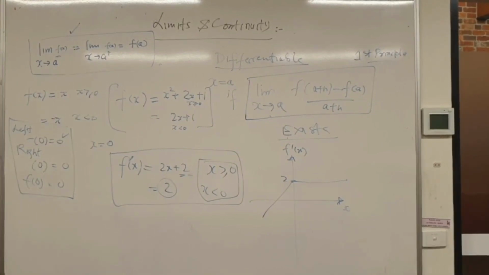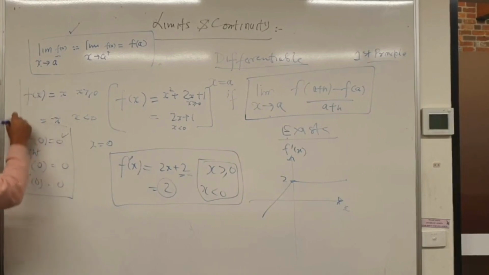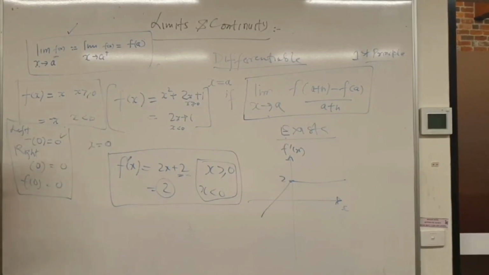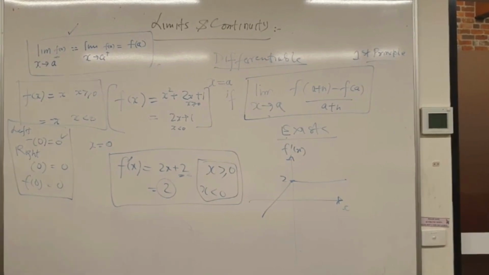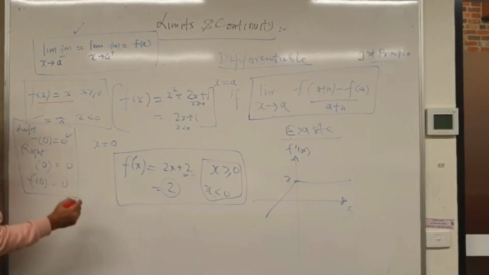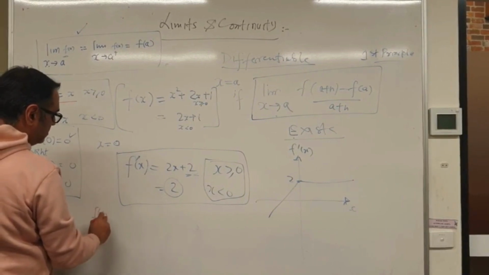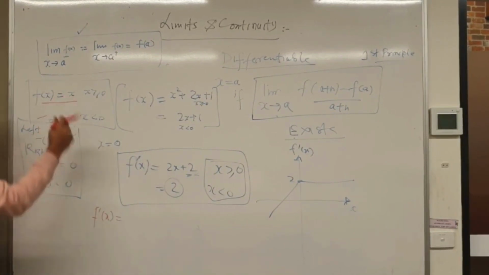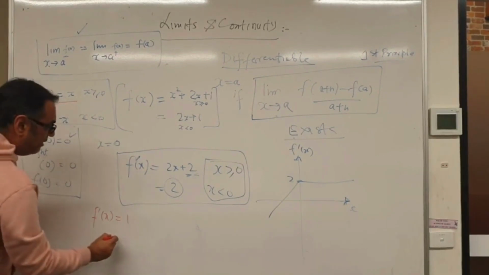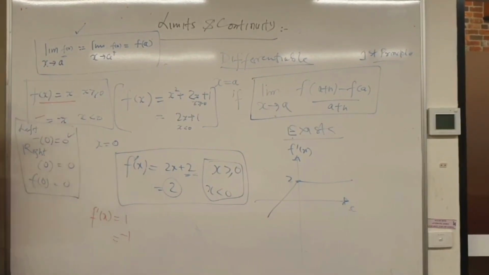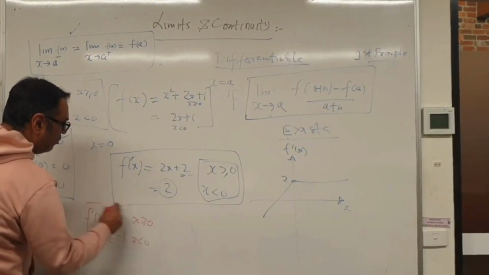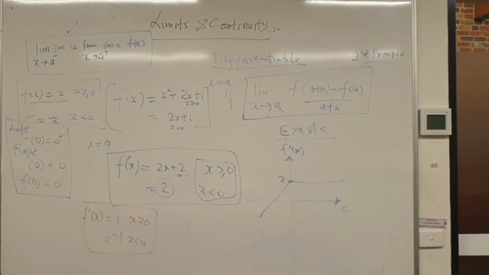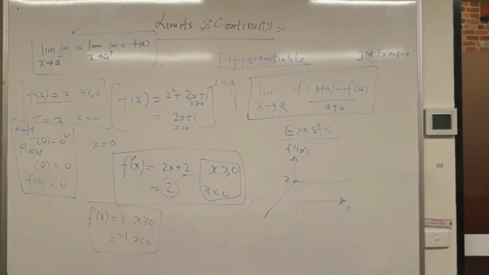But now if I ask you, can you tell me whether this function is differentiable at x equals 0 or not? Then you will go one step further and differentiate these two functions. So you'll say, okay, f dash x is 1 for x greater than 0 and minus 1 for x less than 0. Now can you tell me whether this function is differentiable at x equals 0?